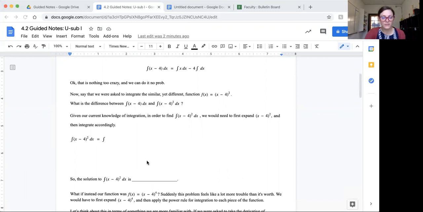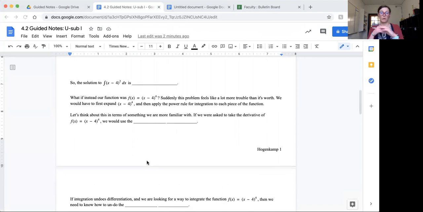What if instead our function was x minus 4 to the 4th? Suddenly this problem feels like it's a lot more trouble than it's worth because we'd have to first expand x minus 4 to the 4th, which could get very algebraically messy, and then apply the power rule of integration for each piece of the function.